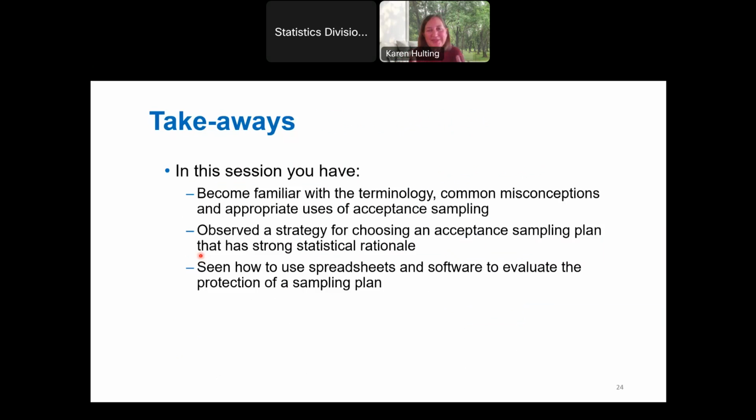Okay, so what we've done today, and luckily we've still got some time to talk about this, is we've talked about terminology, those 3 big misconceptions, and then how to really use acceptance sampling in the way that it is beneficial. A way to choose an acceptance sampling plan that has statistical rationale, so that you can go into your audit confident that you can defend the plan. And then we've seen how to use a simple spreadsheet program to come up with those calculations.